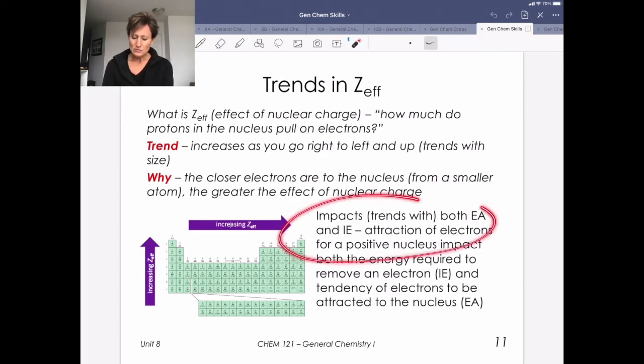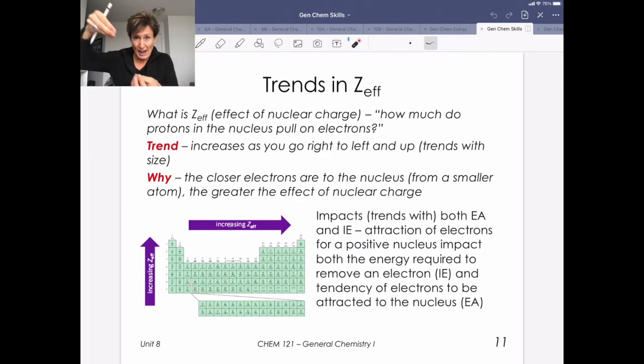So impacts, right? This trends with both ionization energy and electron affinity. Attractions of the electrons for a positive nucleus are what really impact the energy required to remove an electron, and then the tendency of electrons to be attracted to the nucleus. So all of these kind of relate to one another. But again, think about these stories between the nucleus being positive, electrons being negative. They are attracted towards one another. So adding electrons is going to be favorable. Removing them is going to be dependent on how much of an attraction we feel between that electron and the positively charged nucleus.